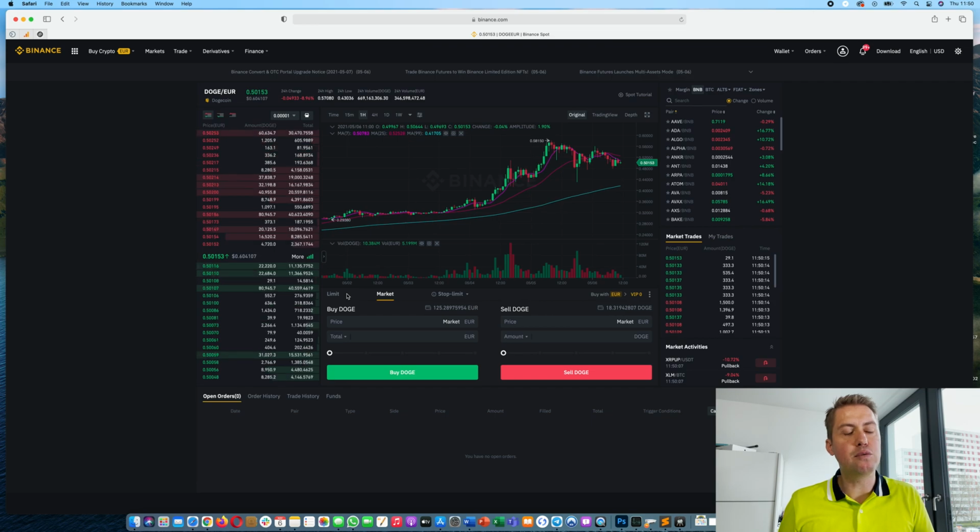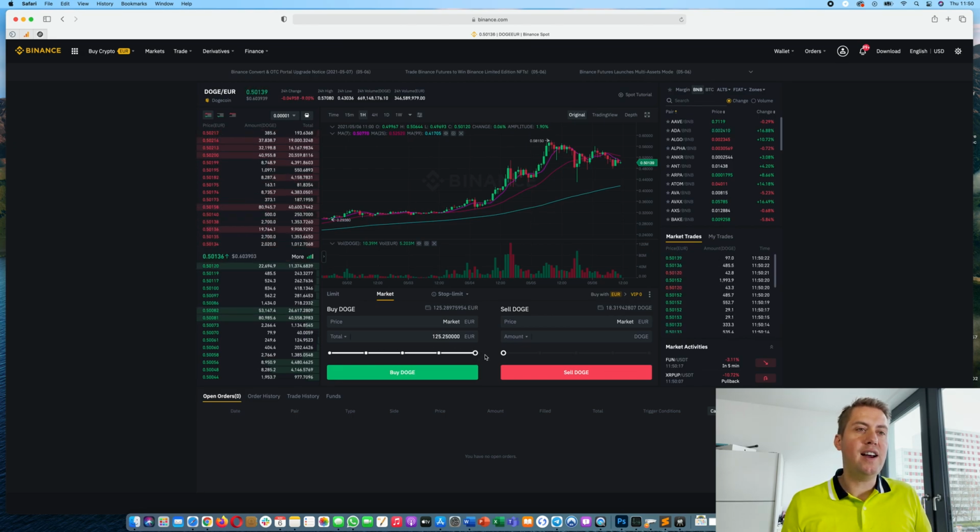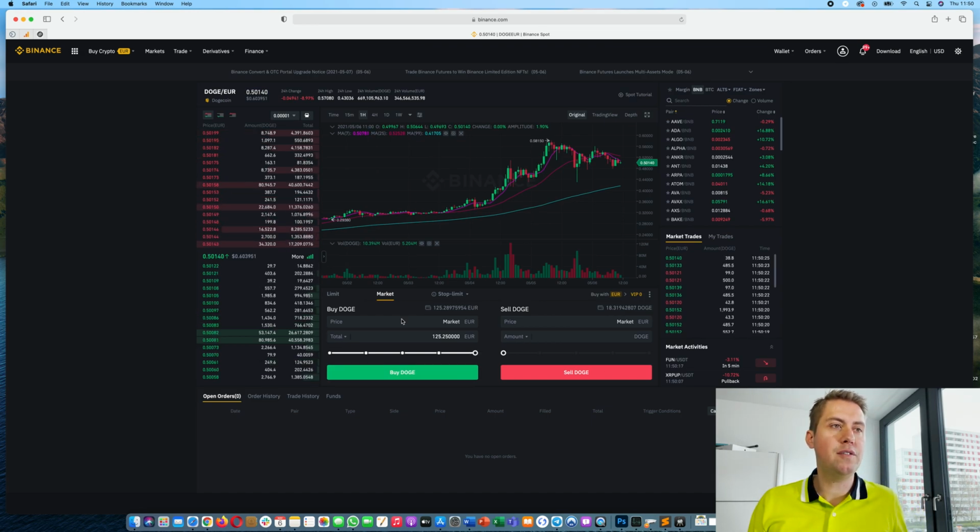A market order is way easier. So the only thing you need to do is you need to specify how much you want to buy. So let's say you want to invest 100% of your euros, and then you just click buy Dogecoin.